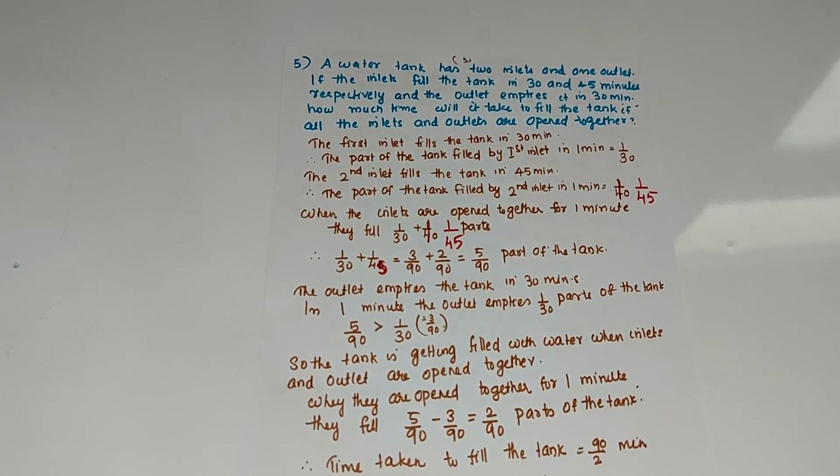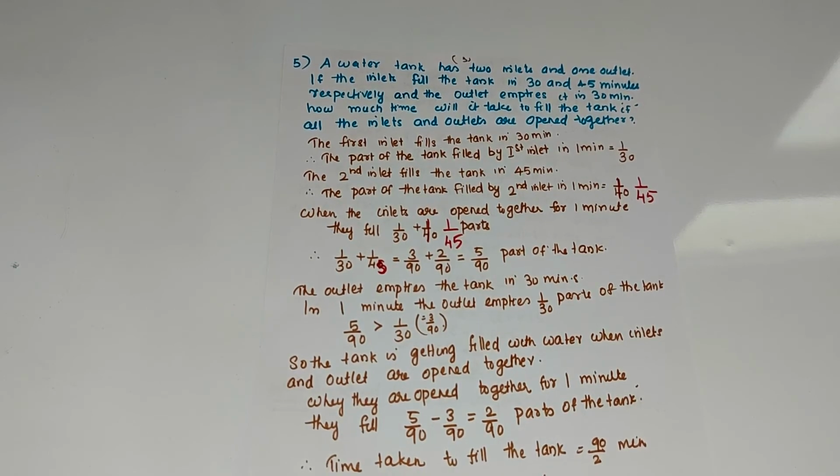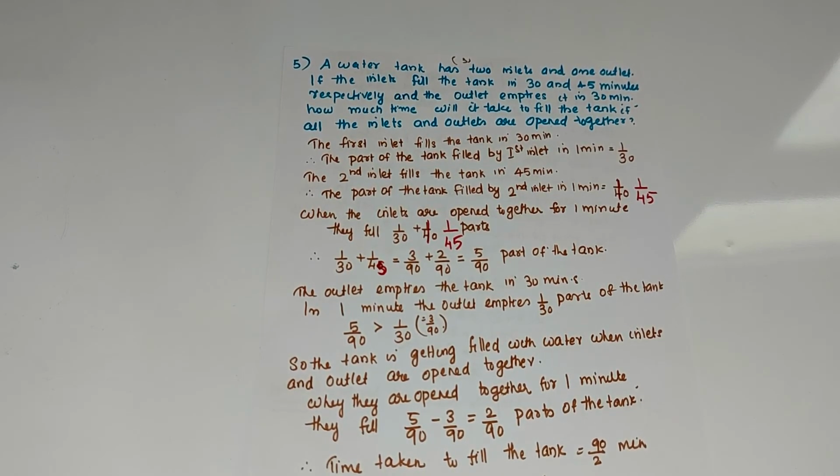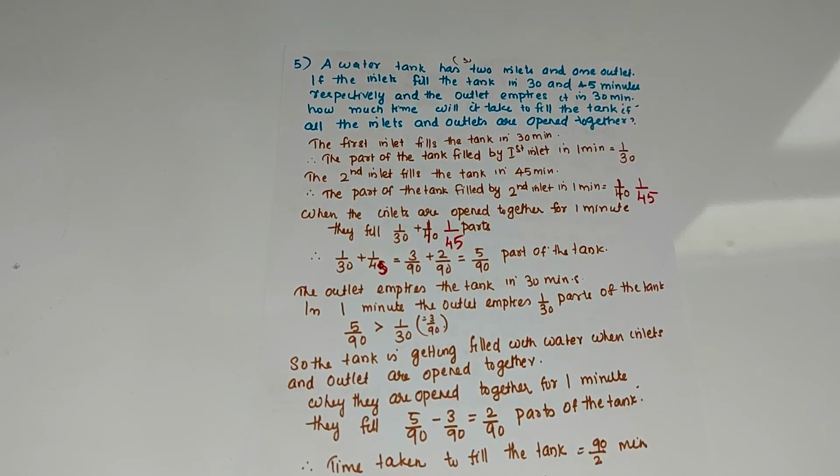So to get the value of 1 by 30 plus 1 by 45, first you find the LCM of 30 and 45. The LCM of 30 and 45 is equal to 90. So you change it into 3 by 90 plus 2 by 90, which is equal to 5 by 90 parts of the tank. That means both inlets together fill 5 by 90 parts of the tank in 1 minute.